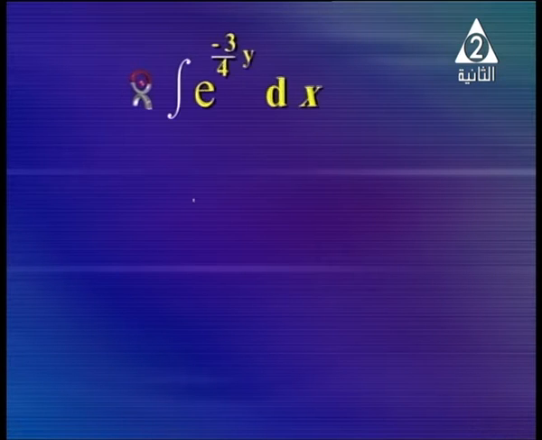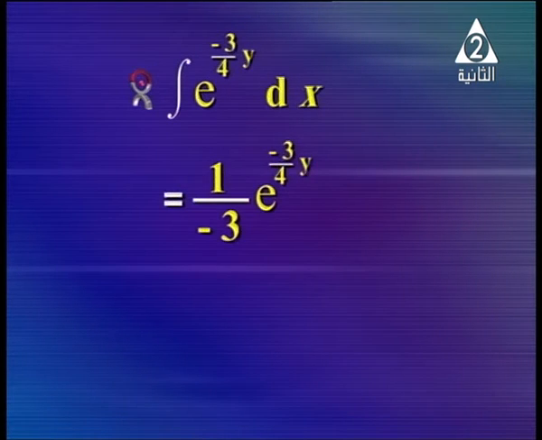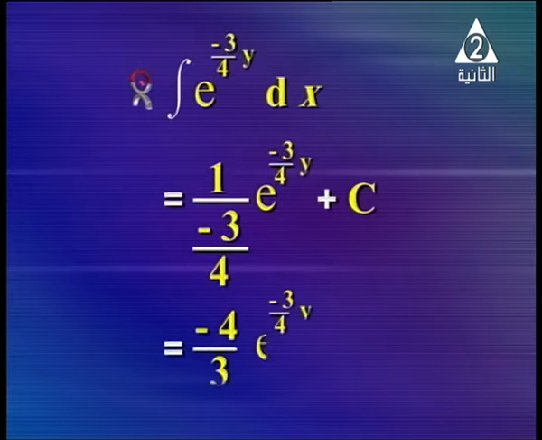Integration of e power negative 3 over 4 y equals e power negative 3 over 4 y divided by the coefficient, negative 3 over 4, plus c. Answer is negative 4 over 3 e power negative 3 over 4 y plus c.